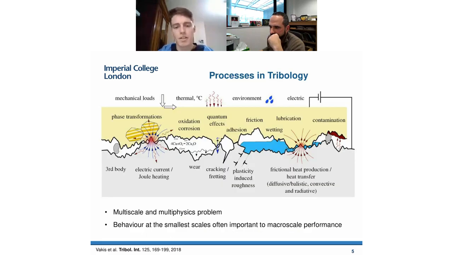Tribology is an extremely complex, interdisciplinary subject. Inside a tribological contact, you've got many competing processes going on. Some of these are represented in this schematic here. What becomes clear when you're studying a tribological contact is that it's a multiscale and multiphysics problem. There are lots of different scales at play, right down from the molecular scale up to macroscale phenomena.